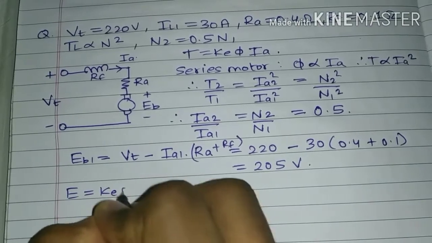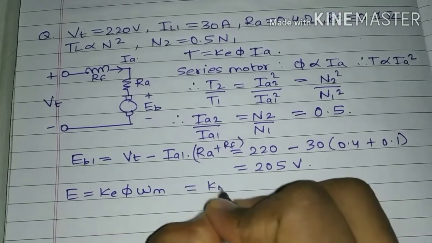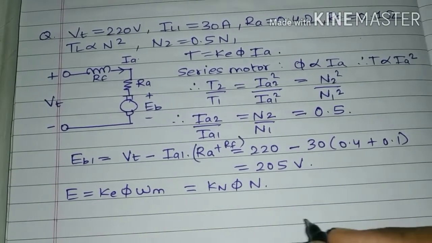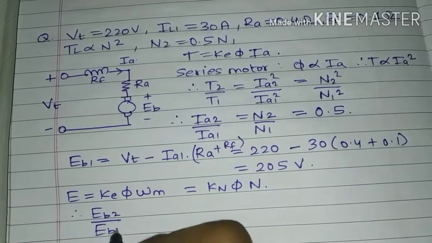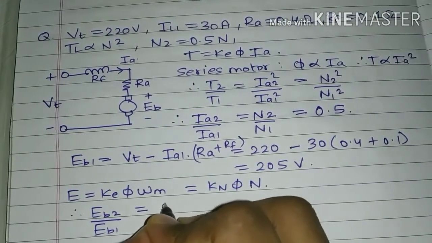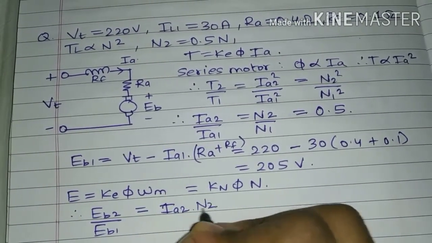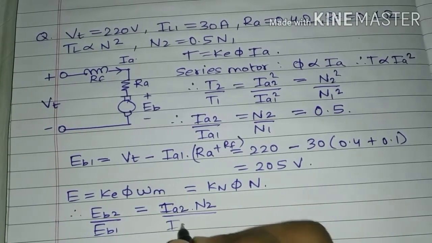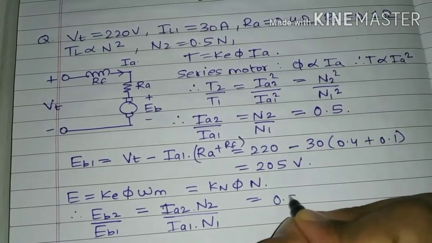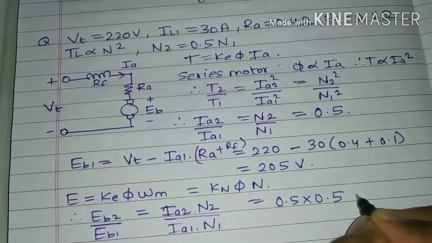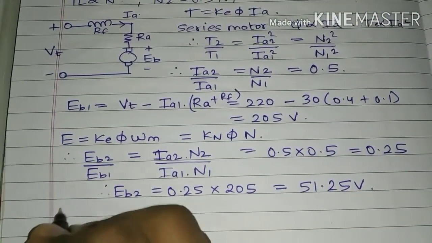Now E is equal to Ke into phi into omega m, which is equal to Kn into phi into n, where phi is the flux and n is the speed in RPM. Therefore Eb2 upon Eb1 will be equal to Ia2 into N2 upon Ia1 into N1, which is equal to 0.5 into 0.5, which is 0.25. Hence Eb2 is equal to 51.25 volts.